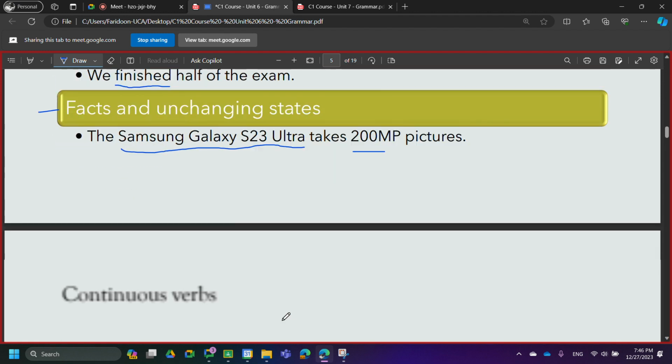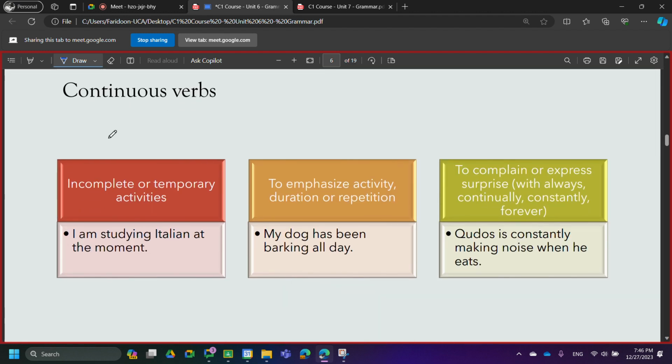Okay. Continuing, what about continuous verbs? Now, continuous verbs go in the following categories. The use cases. First, it can talk about incomplete or temporary activities. It can also emphasize activity or duration or repetition of it. And it can also complain or express surprise when you use it with adverbs like always, continually, constantly, and forever.